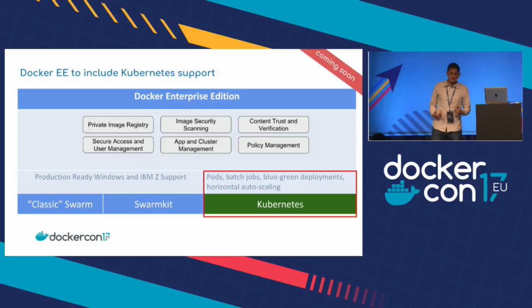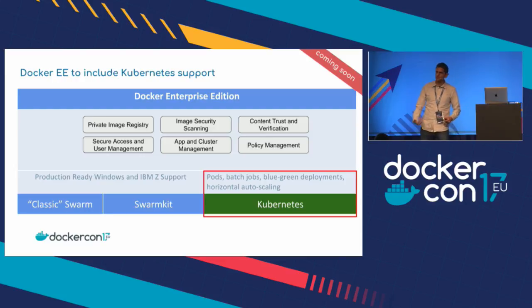Now, if you've used Universal Control Plane in the last couple versions, you'll actually note that there's already two orchestrators running in the platform. There's SwarmKit, which allows you to do Docker service commands, and then there's so-called Classic Swarm, which allows you to do Docker run commands, which create individual containers rather than a declared service. So we already have some experience within the Docker EE platform of running multiple orchestrators on the same nodes or on the same cluster. And now we're adding support for Kubernetes.